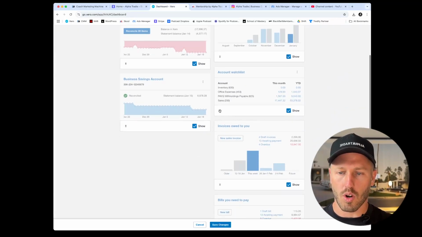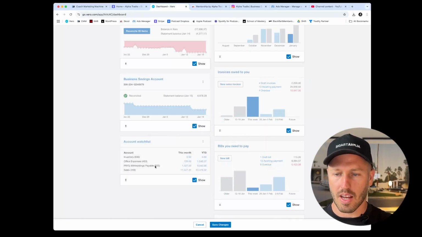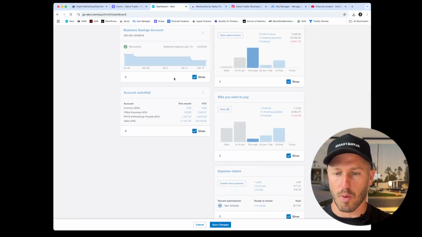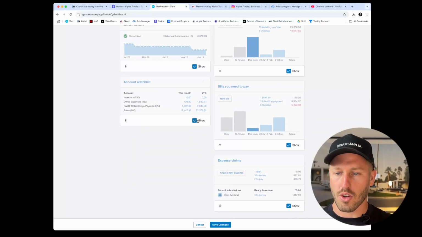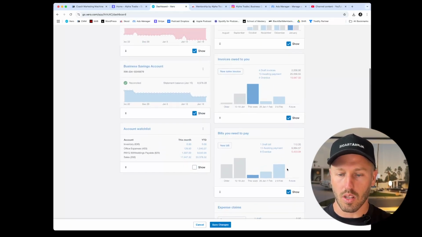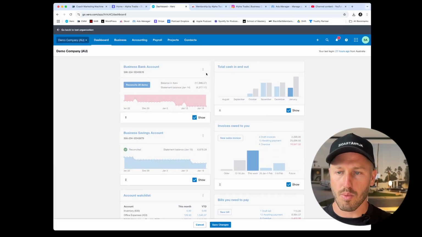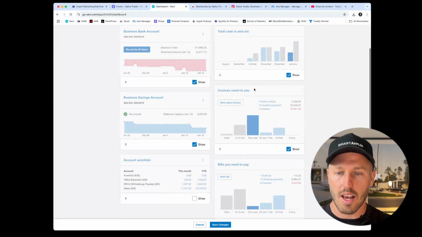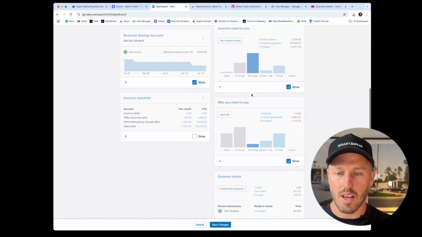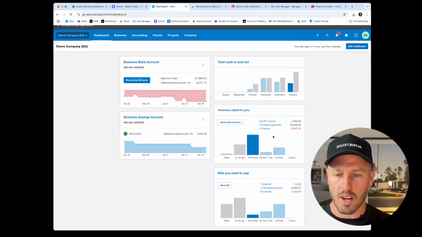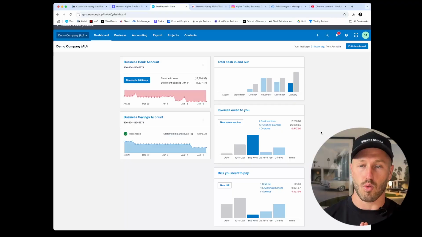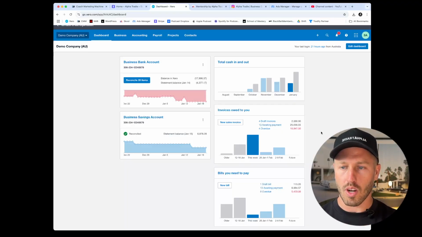I'm going to move our watch lists out of here and put them just below our bank accounts, or kind of out of the way. You could almost turn them off at this stage as well. Also, I'm going to turn off our expense claims. In the name of keeping this really simple, I want to see our bank accounts on the left, our total cash in and out on the right, and then invoices owed to us, and also the bills we need to pay. So if I hit save on that, this is how our dashboard should be set up to look.